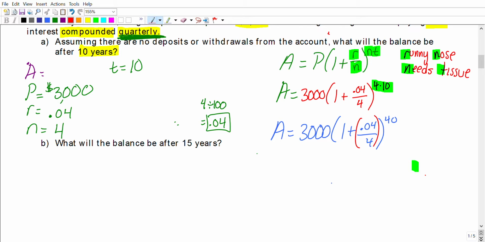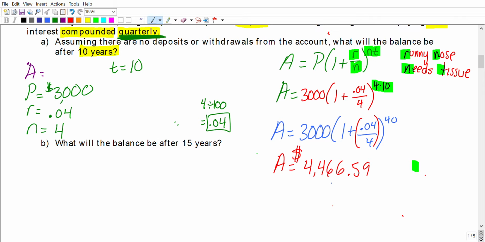All right, I'm going to go ahead and type that into my calculator. I'm going to see if I can get my answer, and then that way you can check to see if you are typing it into your calculator correctly. So this is 3,000 times parentheses 1 plus, and I'm going to put another parentheses, 0.04 divided by 4, close one parenthesis, close the second parenthesis, and then raise that to the 40. And you should have gotten $4,466.59.